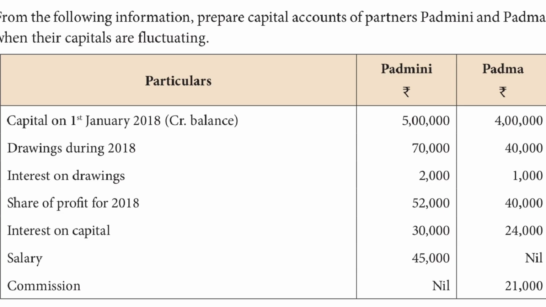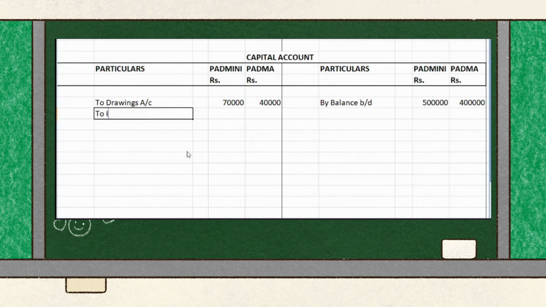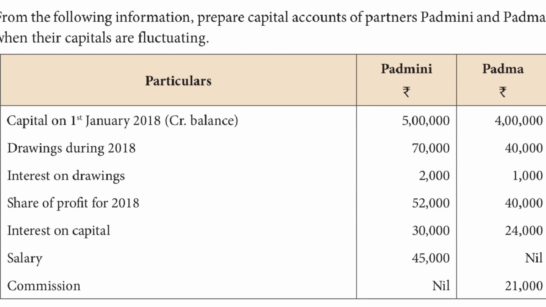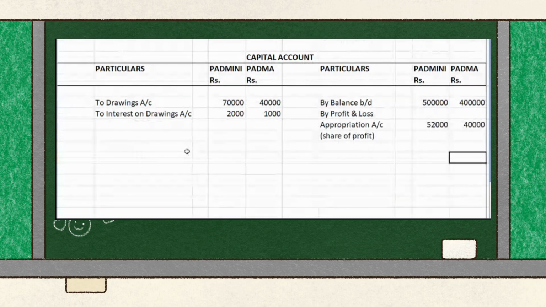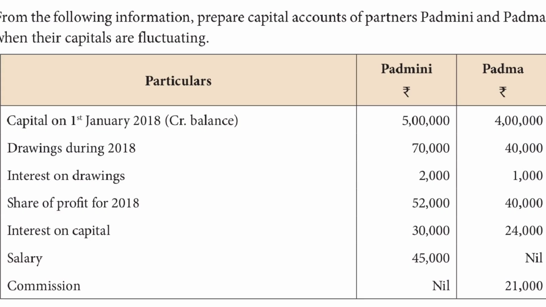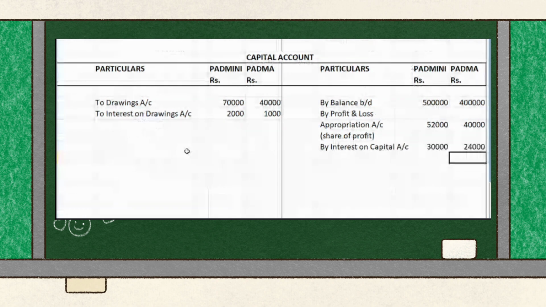The third item is interest on drawings. So interest on drawings goes along with drawings. So come to the debit side and write interest on drawings 2,000 and 1,000 for Padmini and Padma. Now share of profit. So when it is a share of profit, you will come to the credit side of the capital account and you're going to record the share of profit. You can write it as profit and loss appropriation account, which is 52,000 and 40,000 for Padmini and Padma. Next is interest on capital. Interest on capital is also recorded on the credit side of the capital account for the partners. So on the credit side you write by interest on capital and their amounts in their respective columns.